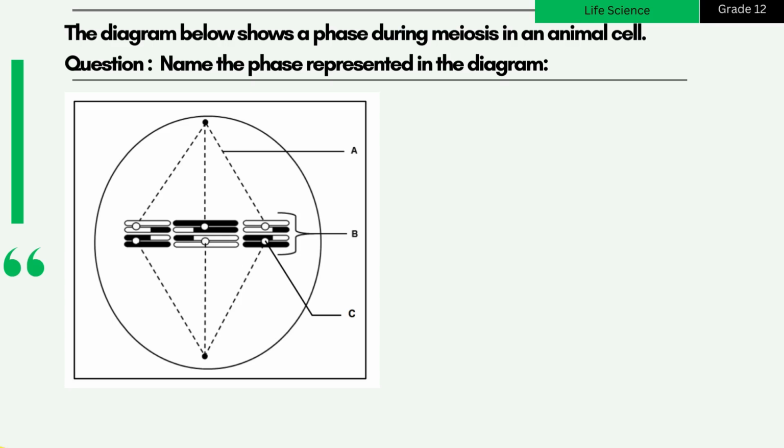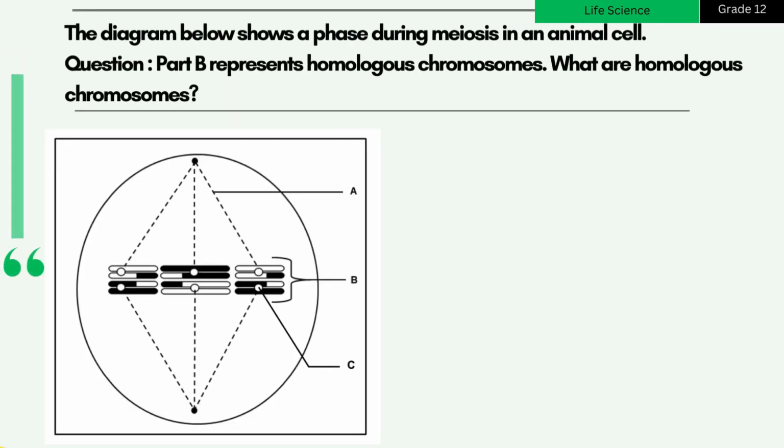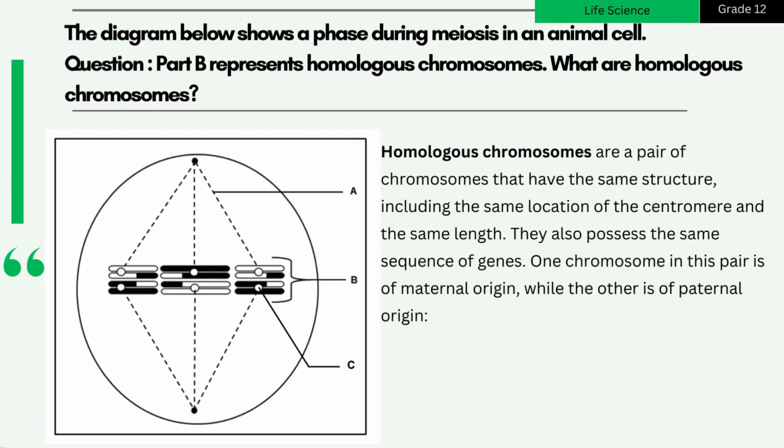Question. Name the phase represented in the diagram. The phase represented in the diagram is metaphase I. Question. Part B represents homologous chromosomes. What are homologous chromosomes? Homologous chromosomes are a pair of chromosomes that have the same structure, including the same location of the centromere and the same length. They also possess the same sequence of genes.